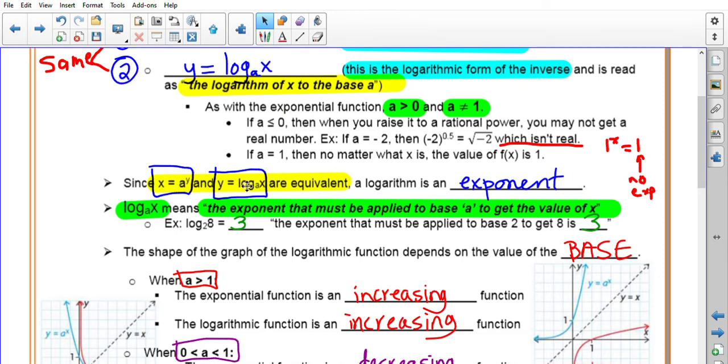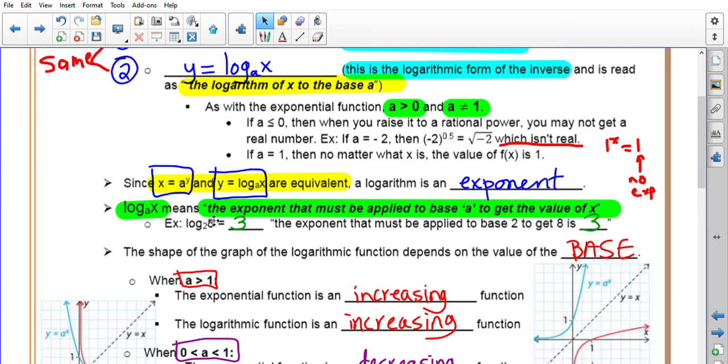Okay, so you really have to backtrack and think of this original one. If I give you log x to the base a, I'm basically saying the answer is the exponent that must be applied to the base a to get the value of x. For example, if I gave you log 8 to the base 2 equals 3, why does this make sense? Why is log 8 to the base 2 equal to 3? It's because the exponent that must be applied to the base 2 to get an answer of 8 is 3.